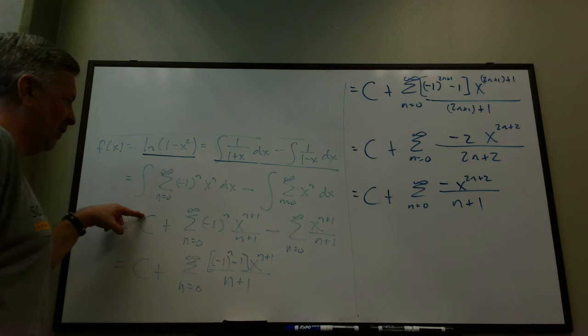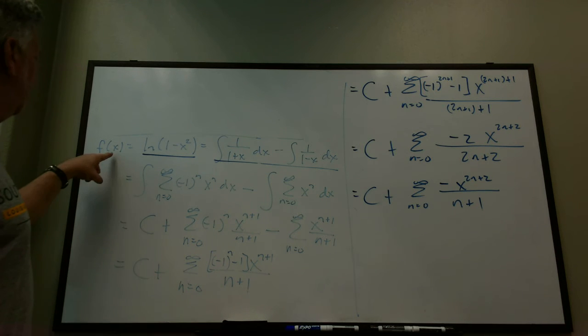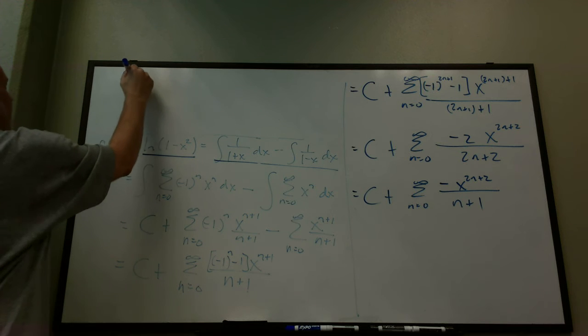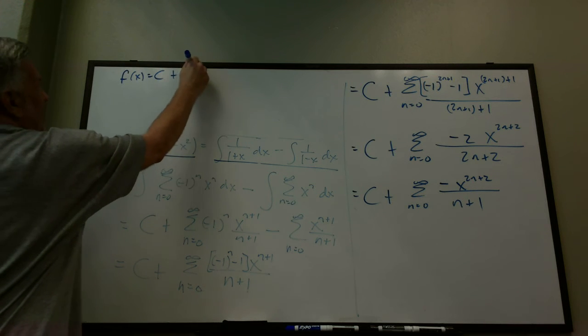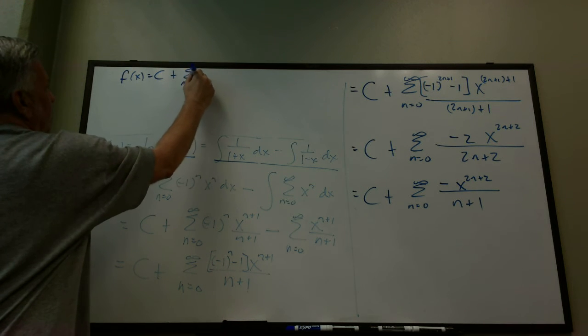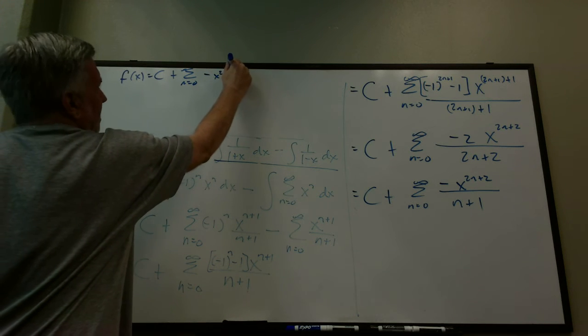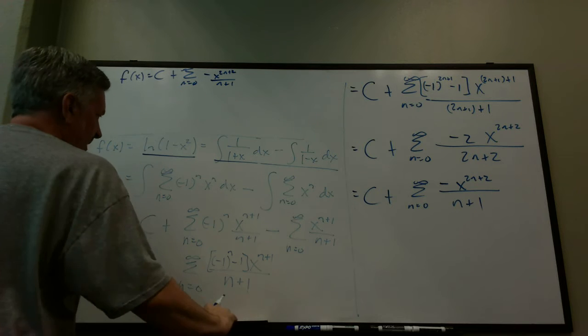The c is a particular c. Okay? So what do we have? f of x is equal to that. Let me write that again. So f of x is c plus the sum, n is 0 to infinity, of minus x to the 2n plus 2 over n plus 1.